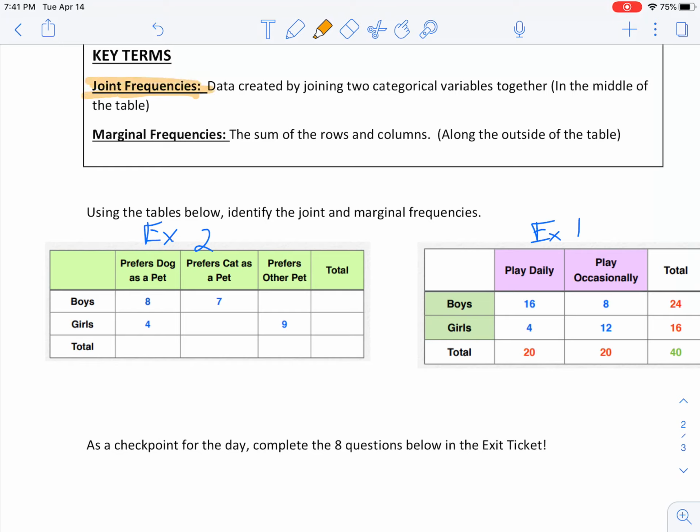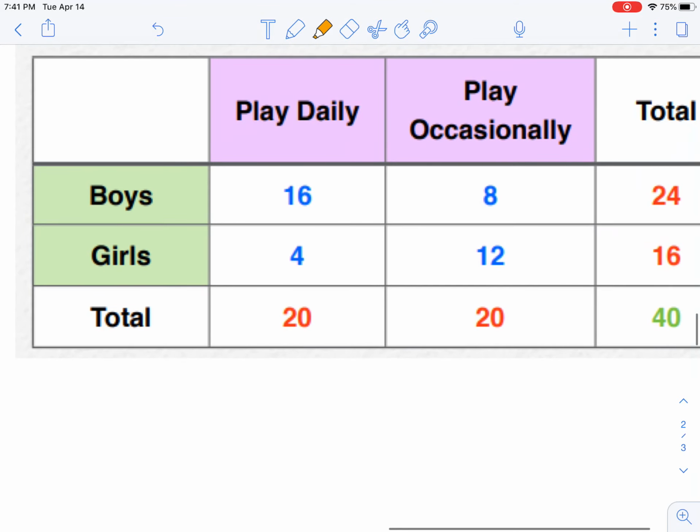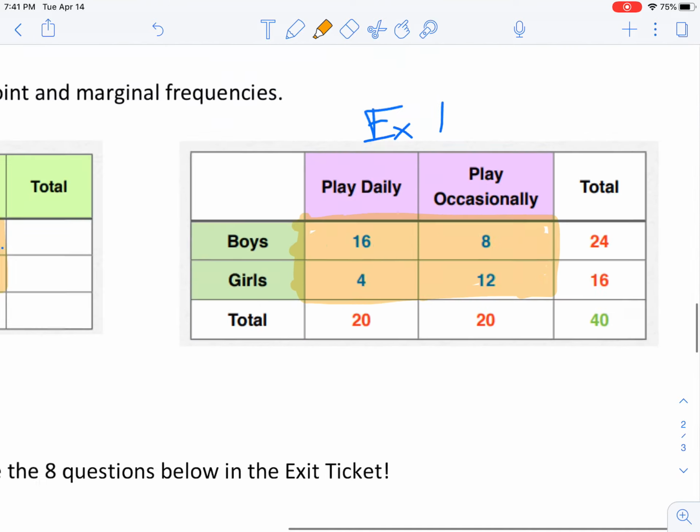Okay, so joint frequencies are anything that's inside the middle of the table. Okay, so that's the joint because you're joining together like boys and girls, those two categorical things, right? And then same thing over here. So you can think of it as the center for numbers, right? That's joint frequencies.